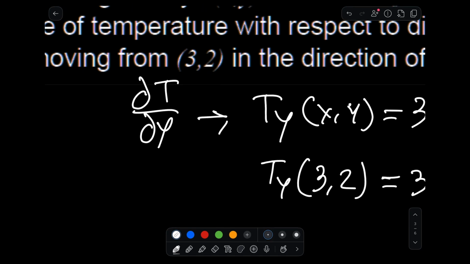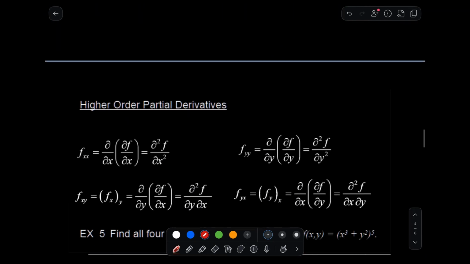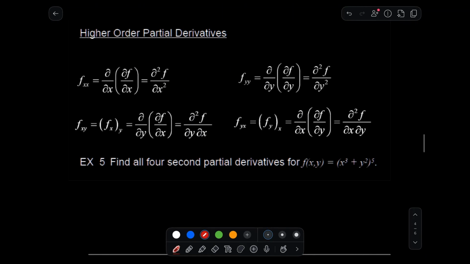So this actually works better with the del notation instead of the subscript notation, where you know that this is going to be some delta Celsius over some, actually let me write this in red because I think it's easier to see, delta Celsius over delta feet. And that ultimately gets you your units right there. Pretty nice. Higher order partial derivatives.